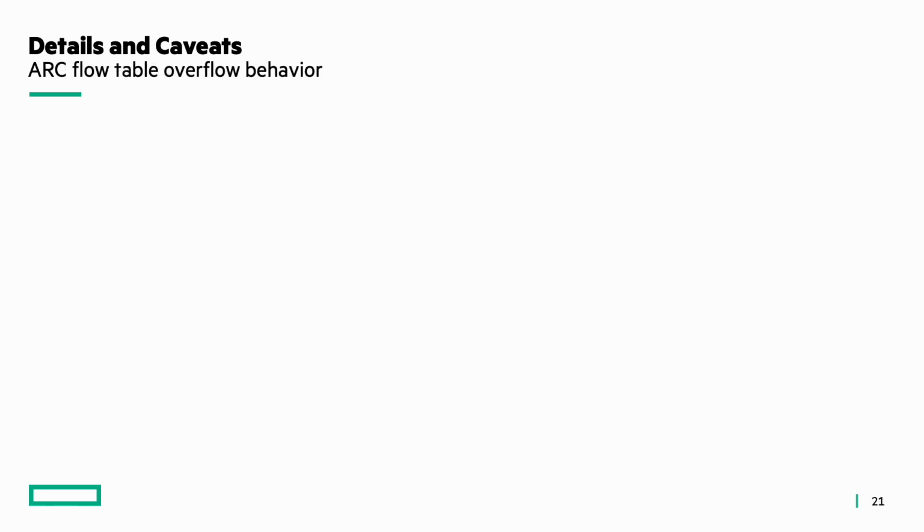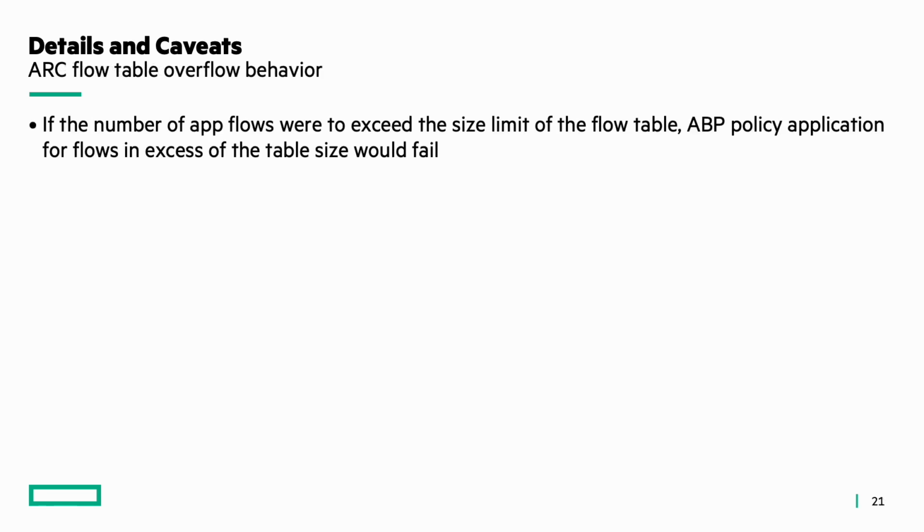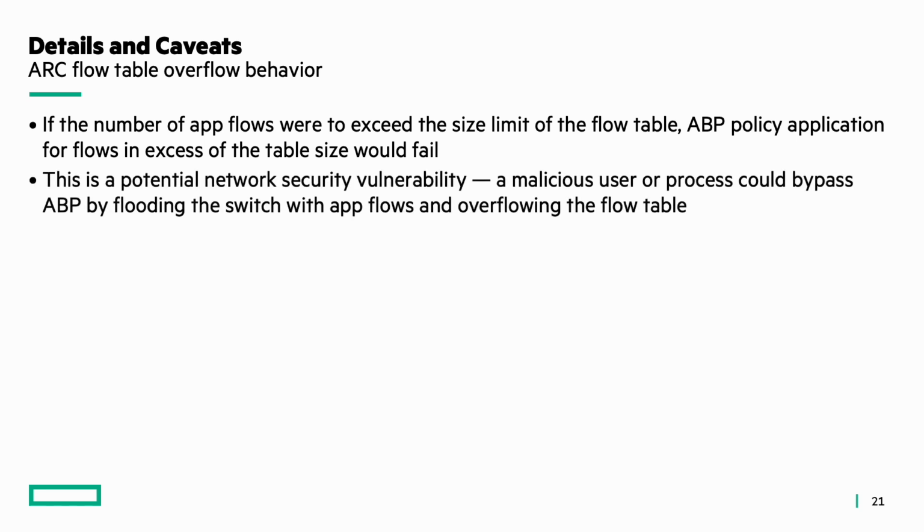It's important to note that if the number of application flows were to exceed the size of the app recognition flow table, application of app-based policies for new flows in excess of the table size would fail. This represents a potential vulnerability as a malicious user or process could bypass app-based policies by flooding a switch with application flows in an attempt to overflow the flow table.